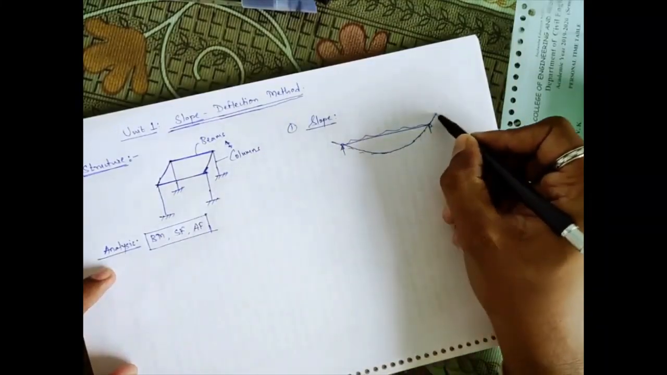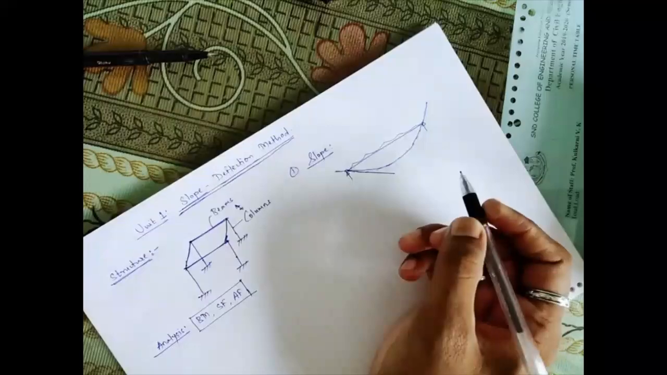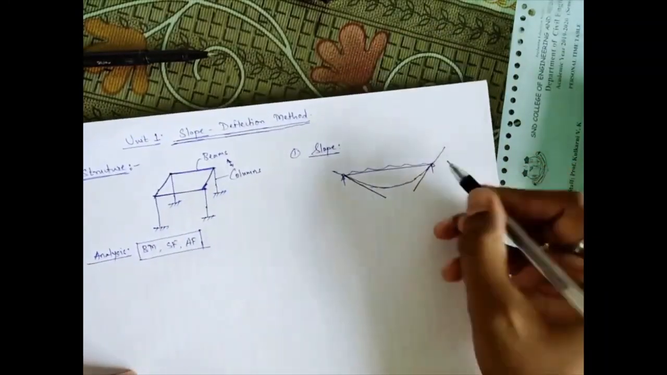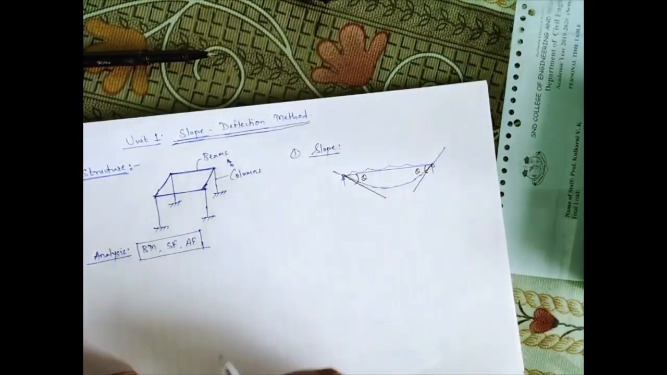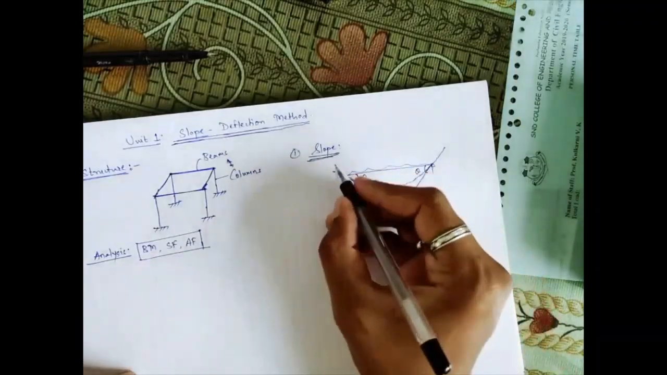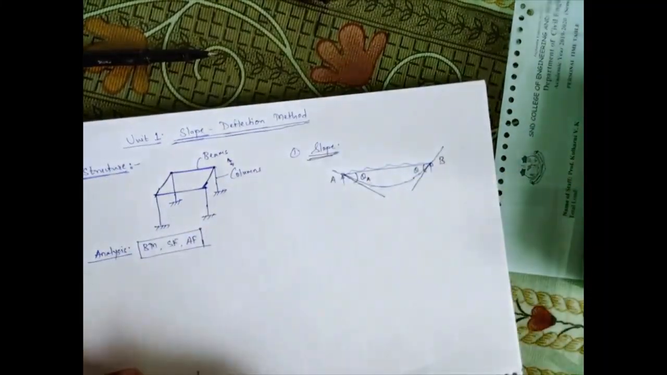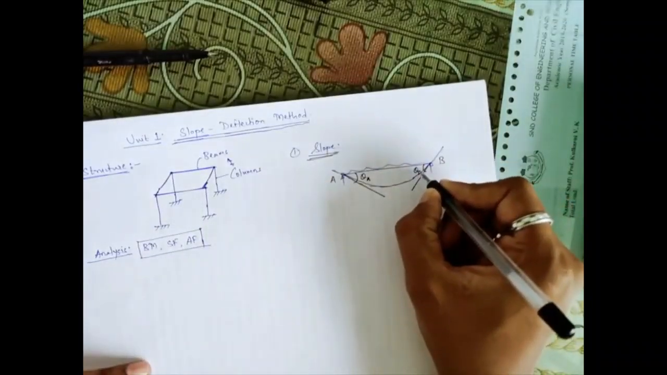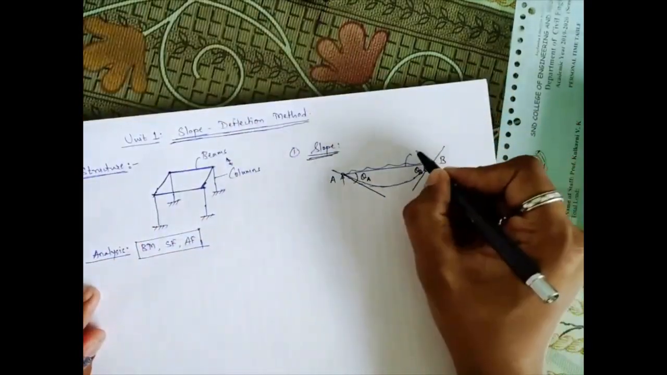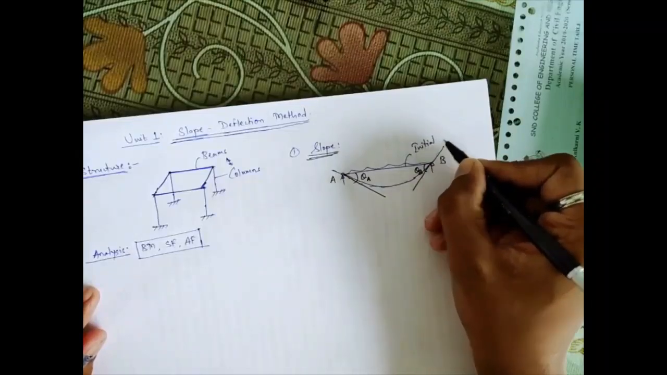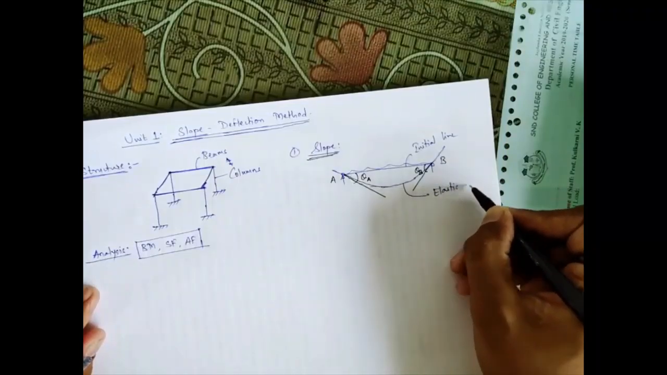Then what does our slope definition say? It is the tangential line drawn to this elastic curve, making a certain angle theta. That angle we call the slope. Suppose this is your point A, this is your point B. So the slope at point A we say is theta A, and the slope at point B we say is theta B. This is the initial line of your curve, and this line you can say is the elastic curve.